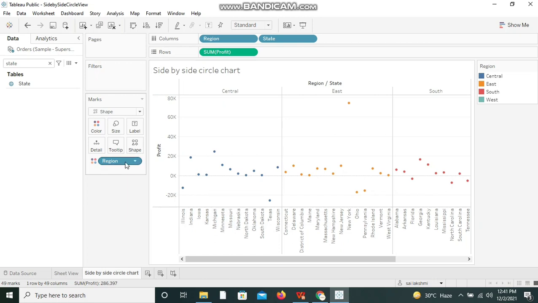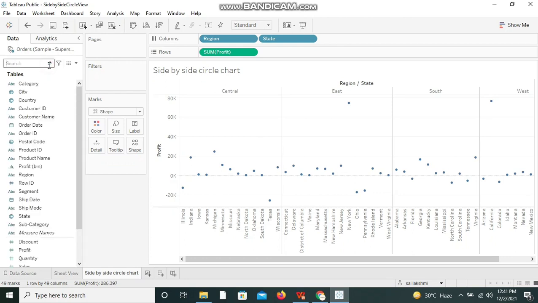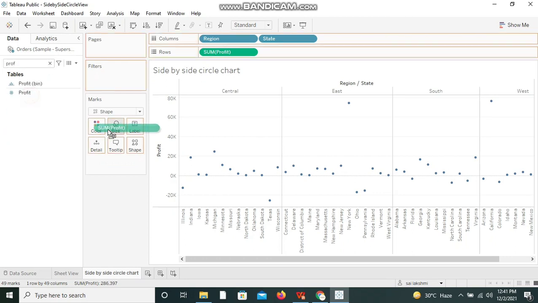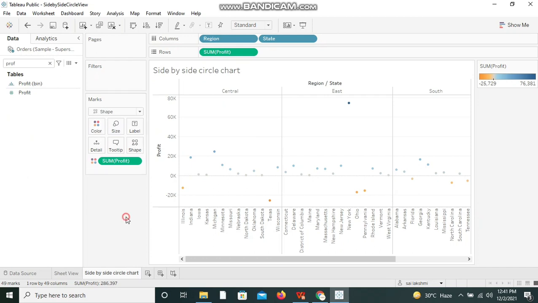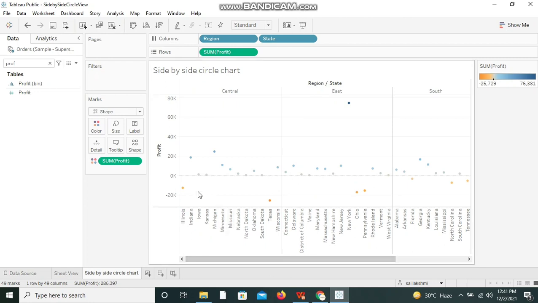Now to make the comparison much easier, I am removing region from the color shelf and adding profit to the color mark. So this way we can easily compare all the states in the Central region, East, South, West, all regions. We can compare all these regions with each other and see which state has the least profit and which state has the highest profit. So at a glance we can figure out that the highest profit in East is recorded for New York and the least profit is recorded for Texas in the Central region.